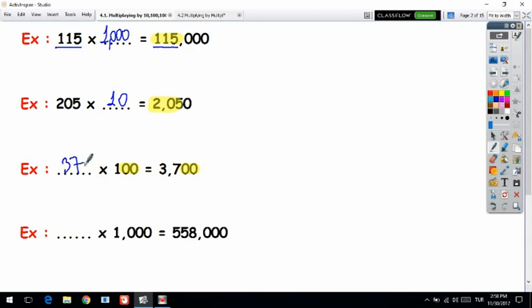Now let's look at the last one. Yes, we have 1000 with 3 zeros, right? First of all, we close them. How many zeros did I close? I close them from the result at the end of the number, so 3. What number is left? 558. So now we can write 558.